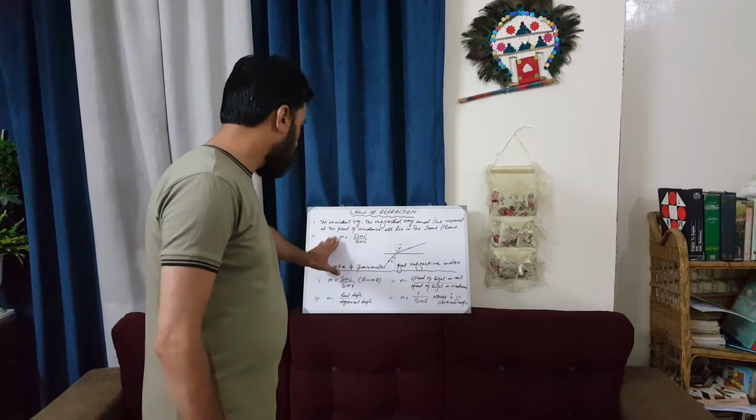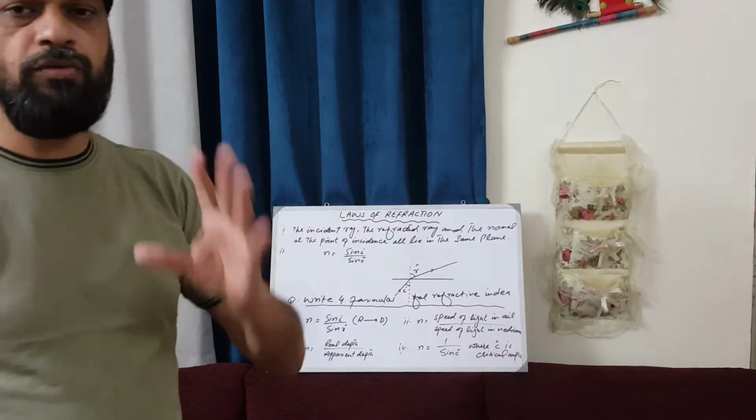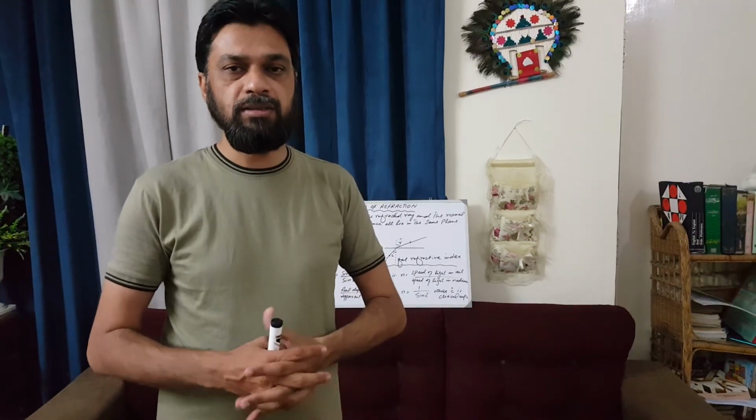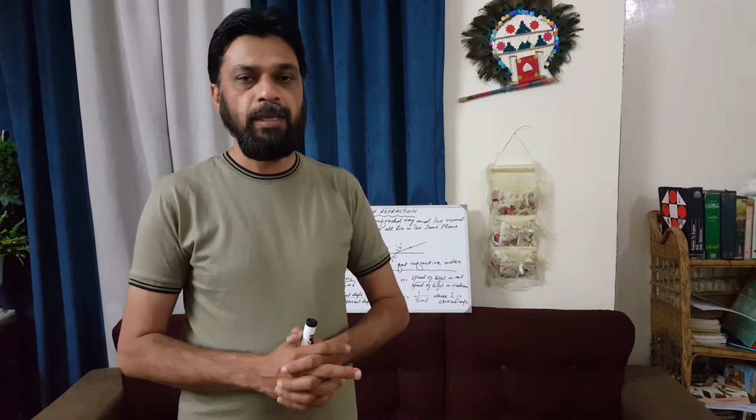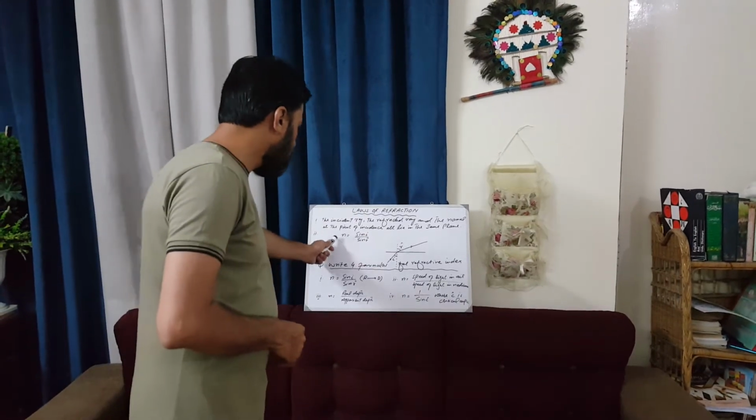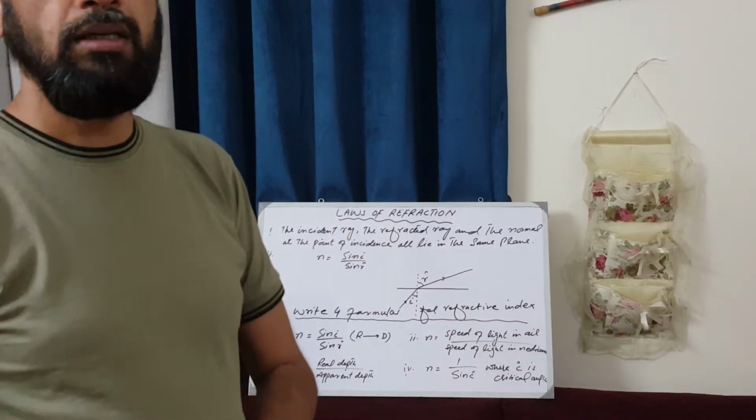Second law: the ratio of the sine of the angle of incidence to the sine of the angle of refraction is always constant, and this constant ratio is known as the refractive index. It is denoted by n. Students, this second law is itself the definition of refractive index, and it is also known as Snell's law. n is equal to sine i over sine r. This is Snell's law, and it is conditional.